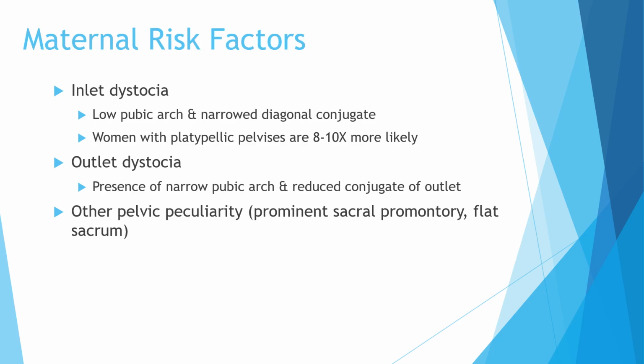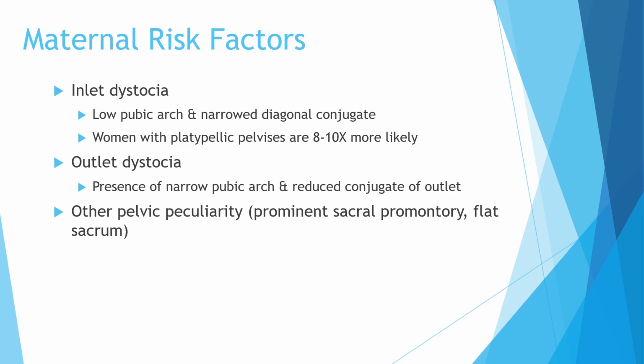Maternal risk factors. It has to do with her pelvic shape. It has to do with her induction of labor, laying on her back, helping out the cardinal movement of labor. So we're going to specifically talk about her shape of the pelvis. Inlet dystocia: a low pubic arch and a narrow diagonal conjugate. Women with platypelloid pelvises are 8 to 10 times more likely. So that's that real oval shape where it's not much room between the pelvic brim and the coccyx. So it makes it hard for the baby's shoulders to rotate at the very end.